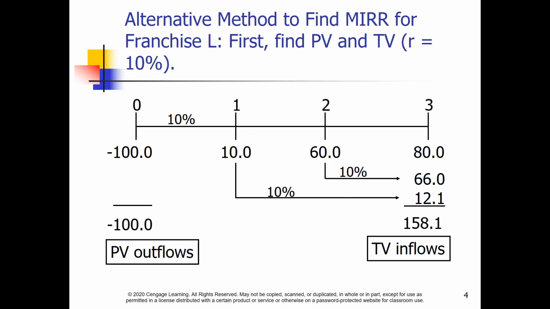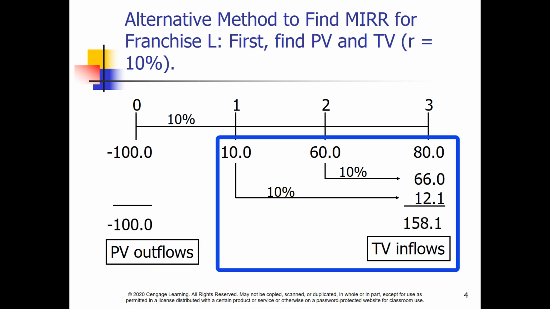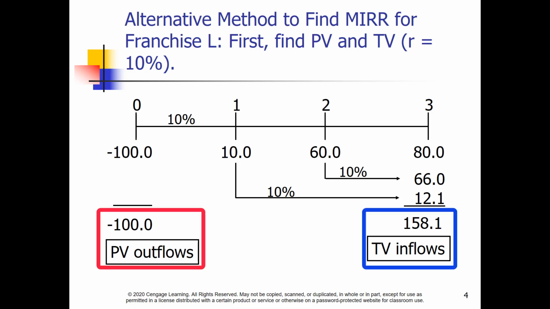This chart shows how MIRR is calculated for Franchise L. All outflows, negative cash flows, are discounted to time 0. All inflows, positive cash flows, are future valued to the last year. Both ends are summed. This gives you the present value and future value to use in your calculator or in Excel. The sum of the inflows equals the terminal value.